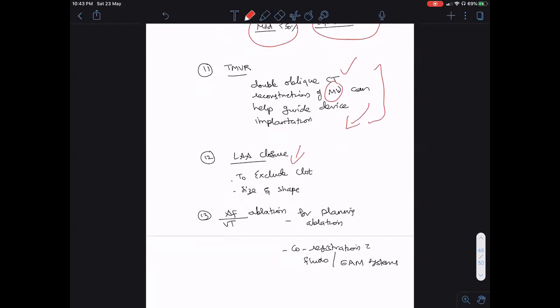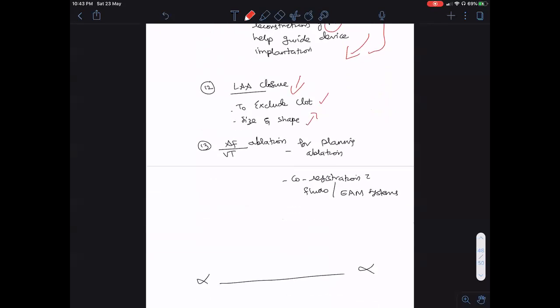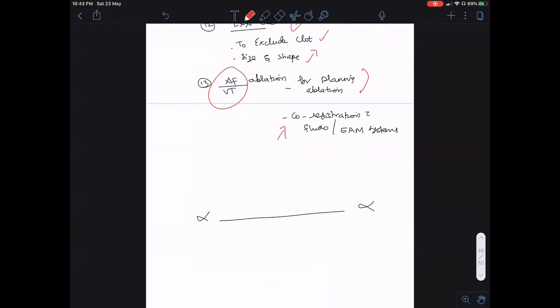In LA appendage closure, like the TAVI, CT is standard of care. No LA appendage closure ever happens without CT being done. It is used to exclude clot and is also used to assess the size and shape of the left atrial appendage. In patients who are undergoing ablations for AF and VT, we can plan the ablation, and we can also do a co-registration where we fuse the images of CT onto the fluoro screen, and with that we can ablate better. So that brings an end to the discussion.